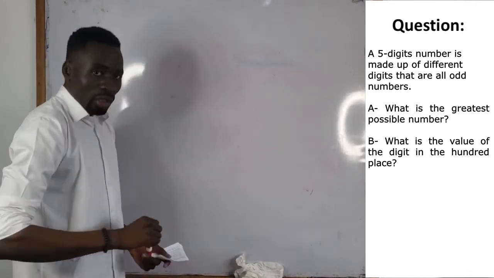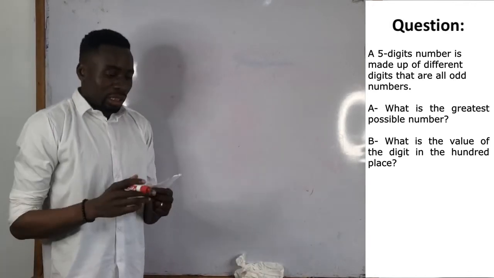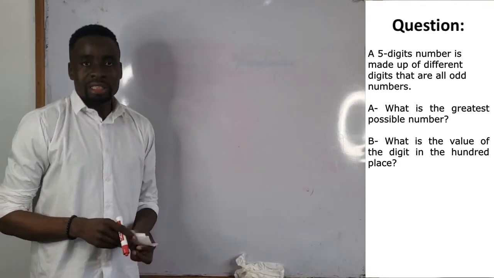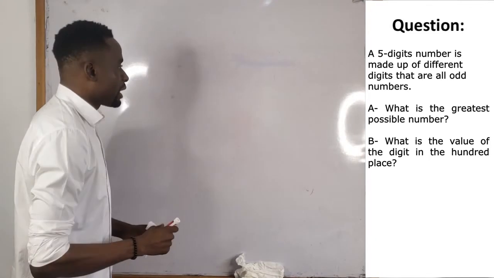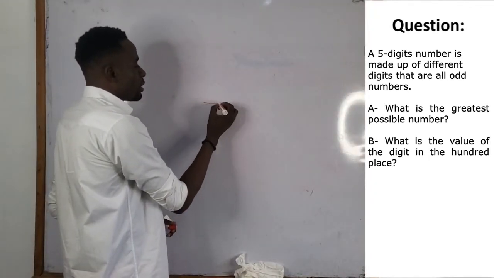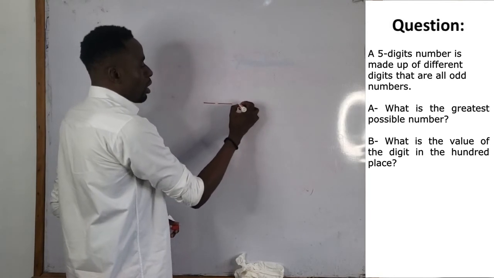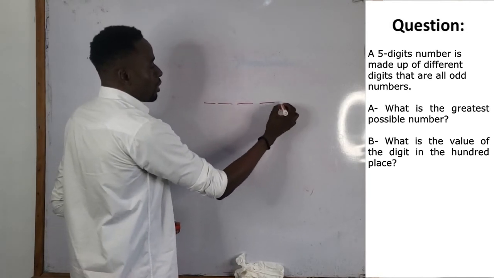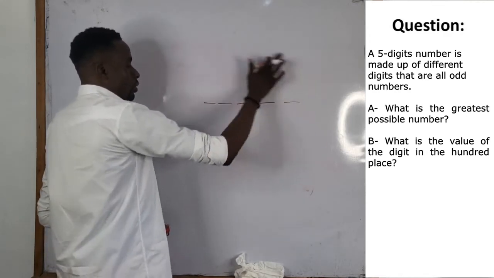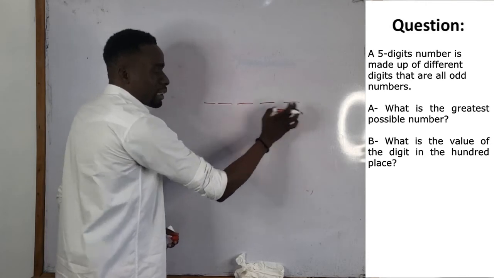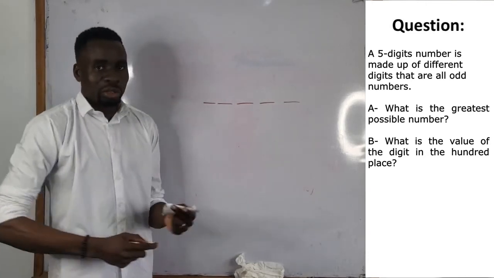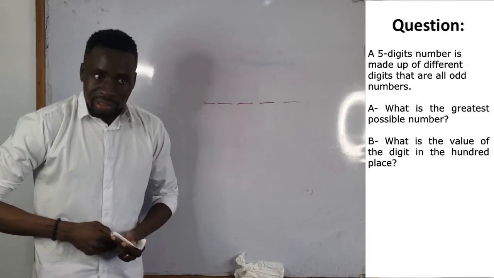So now we're going to start. So our question says that the number is a 5-digit number. The first thing we need to know here is that our number is a 5-digit number. So I will normally just put 1, 2, 3, 4, 5. 5-digit numbers. That's my whole number is made with 5 digits. That's the first thing. And it says that all my 5-digit numbers are odd numbers. They are all odd numbers.